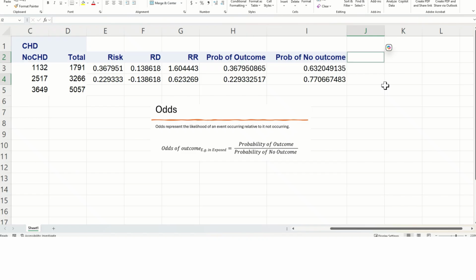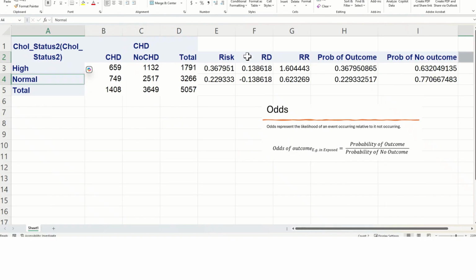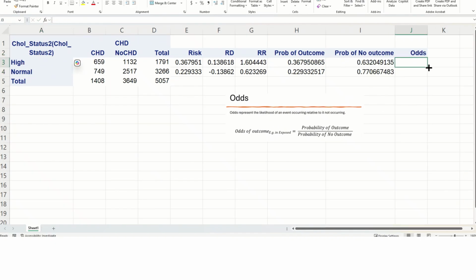In the next step, we will calculate the odds, which is simply the comparison of these two values. Odds is equal to, for the high cholesterol individuals, the probability of outcome divided by the probability of no outcome, which is 58%, and for the normal cholesterol individuals it is again the probability of outcome divided by the probability of no outcome, which is 77%.